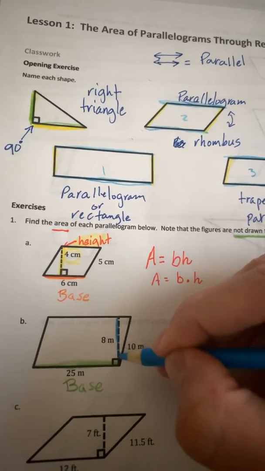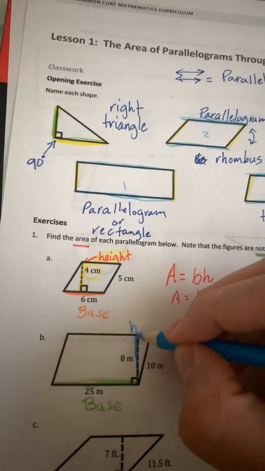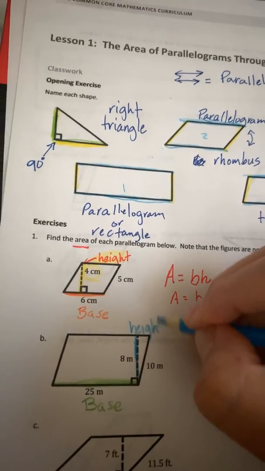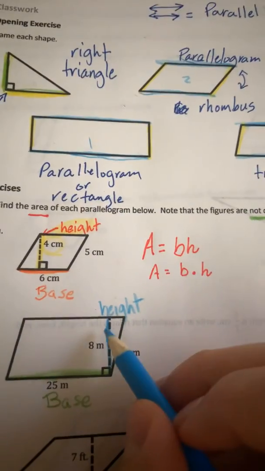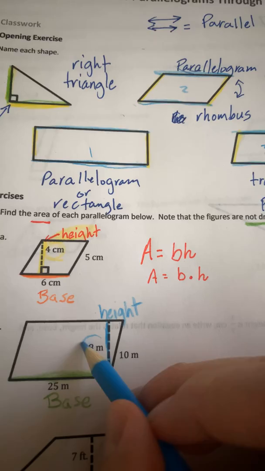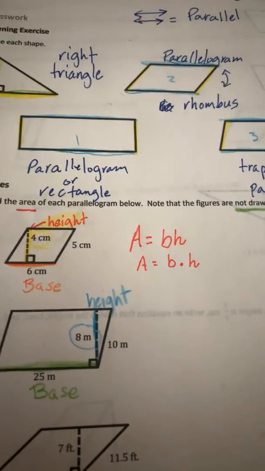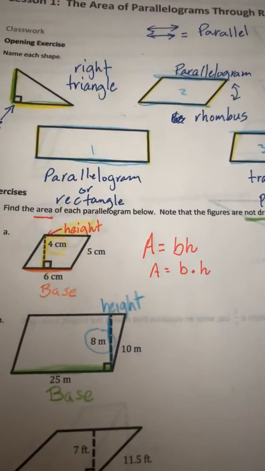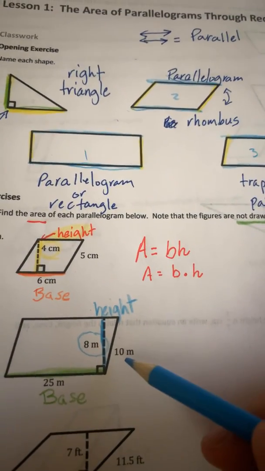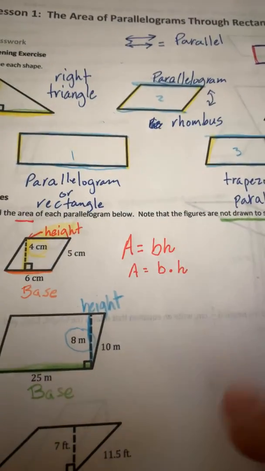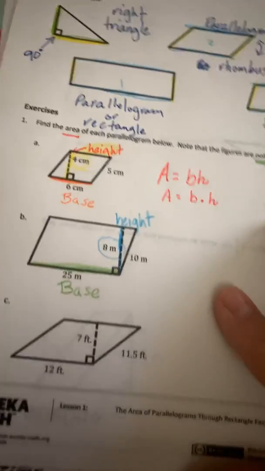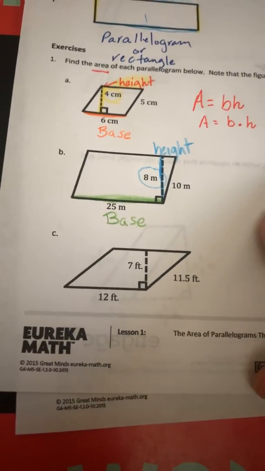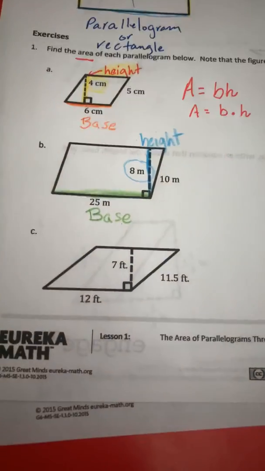Which I highlighted right there. That is your height, which is being represented by the 8 meters. So it's 8 meters tall or 8 meters high, all right? Again, we're not caring about that 10 meters right now. We're going to leave it out there. And then we're going to focus on the last one, okay?